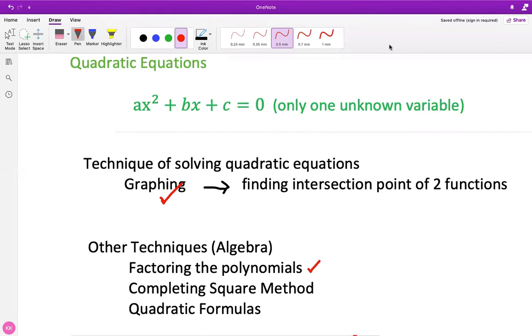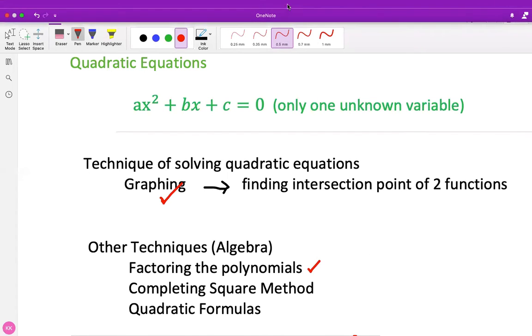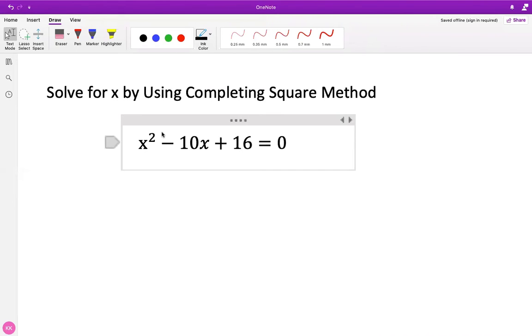So in the previous video, I mentioned how you can use the factoring the polynomials method to solve quadratic equations ax squared plus bx plus c equals 0. In this video, I will use the completing the square method to solve quadratic equations. Here's my example: x squared minus 10x plus 16 equals 0, and I'm using the completing the square method to solve for x.